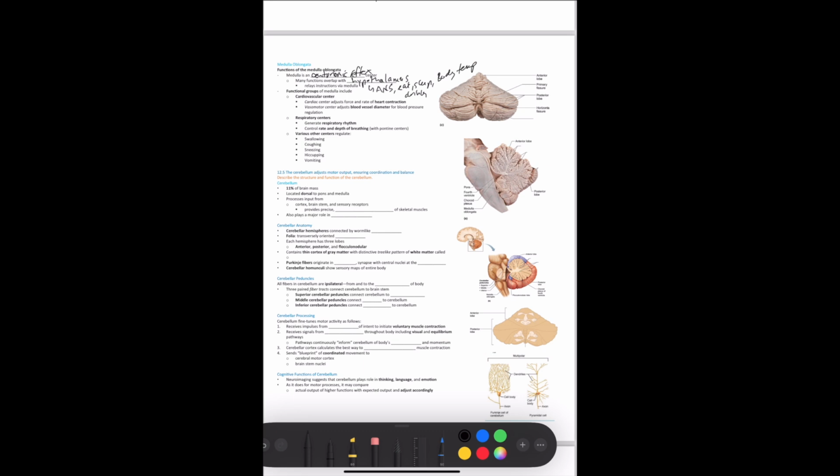There are different functional groups of the medulla, which include the cardiovascular center. One of them is the cardiac center, which is going to adjust force and rate of heart contraction. Another is the vasomotor center, which adjusts blood vessel diameter for blood pressure regulation. We also have respiratory centers that will generate our respiratory rhythm, including the control of the rate and depth of our breathing with the pontine centers. Various other centers are going to regulate swallowing, coughing, sneezing, hiccuping, and vomiting.